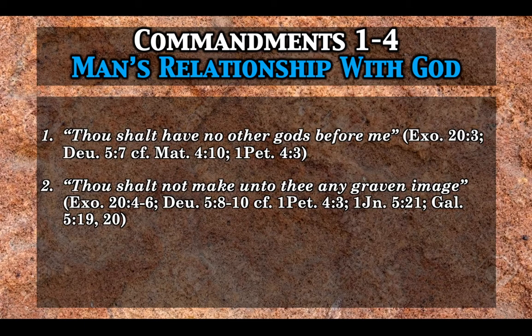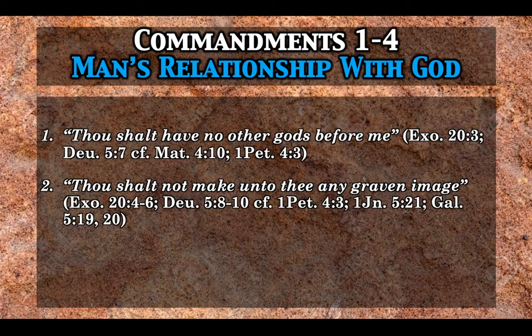Paul, writing to the Galatians, chapter 5, verses 19 and 20, lists the works of the flesh. He says, "Now the works of the flesh are manifest, which are these?" And he gives a list. And appearing there in verse number 20 on the list is idolatry. Idolatry. It was wrong then, and it is wrong now.